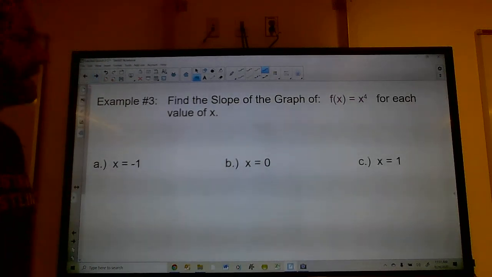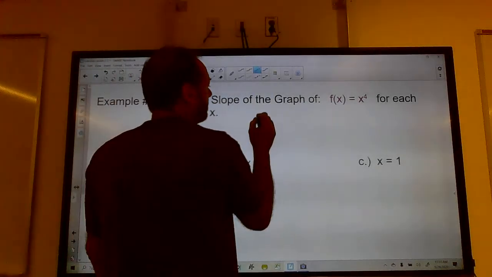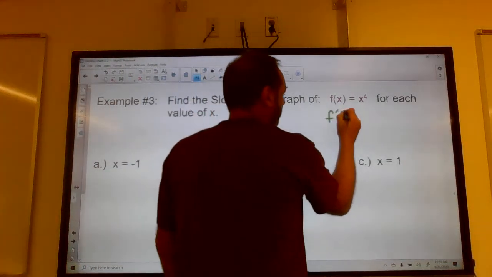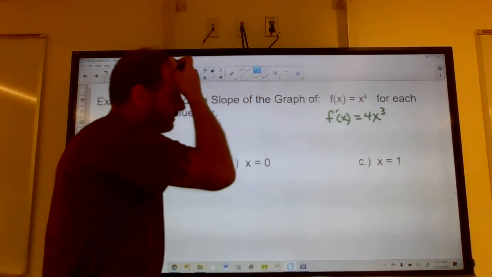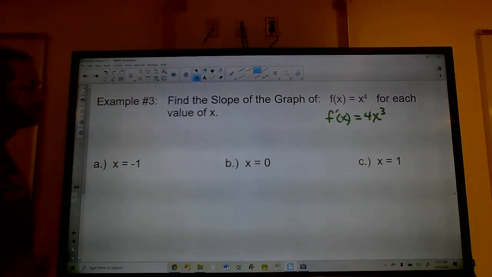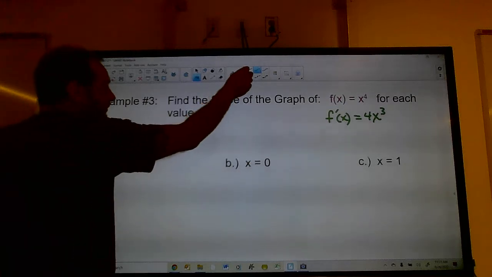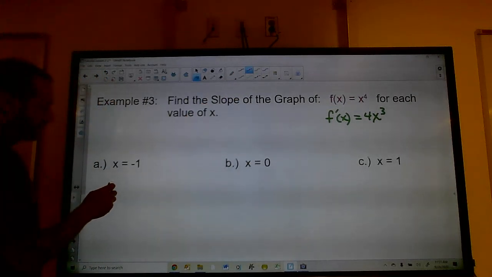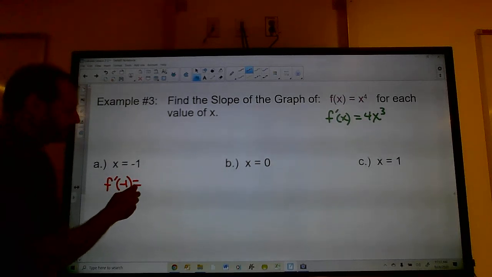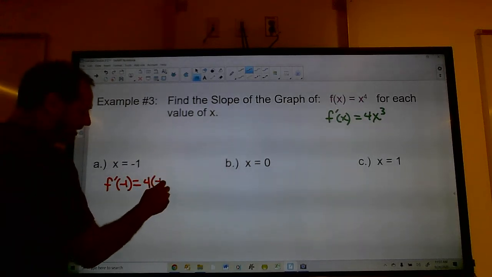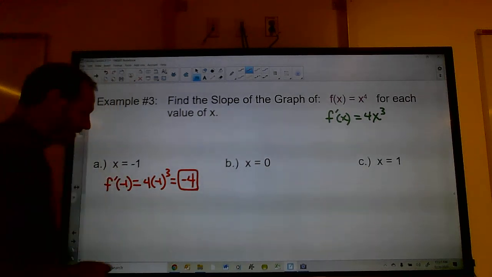Find the slope of the graph f of x equals x to the fourth for each value of x. So if I have to find the slope, the first thing that I'm going to do is find the derivative. That's going to be 4x to the third power. Now I simply substitute in the value of x where I want to find the derivative. So here, if I want the slope at -1, I find f prime of -1. That's going to be 4 times -1 to the third power, which is -4. There's my slope at -1.